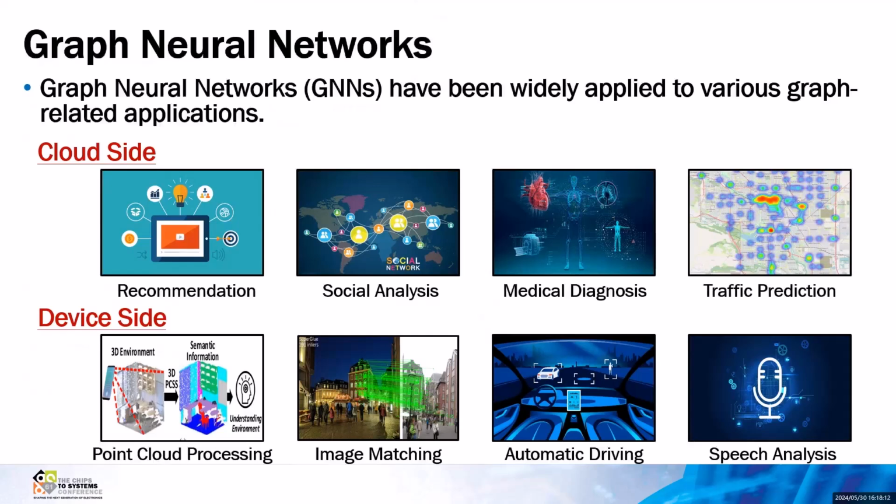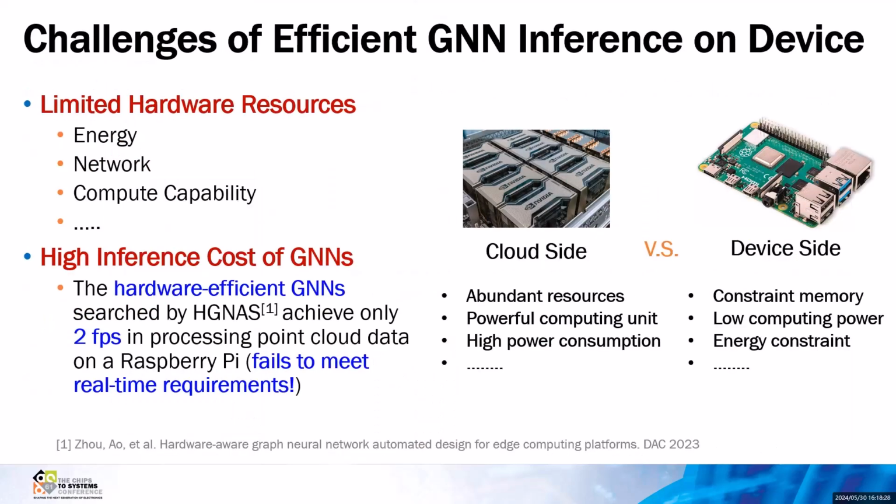Graph neural networks, GNNs, have been widely applied to various graph-related applications, such as recommendation systems. In addition to these cloud-side applications, GNN is also becoming popular in many device-side applications, such as point cloud processing. But compared to powerful cloud devices, edge devices often have limited computing and memory resources. This limitation is particularly challenging for GNNs, which are known for their complex computations and high resource demands. Deploying GNNs on such resource-constrained devices for real-time inference faces significant challenges, such as high latency and energy consumption.